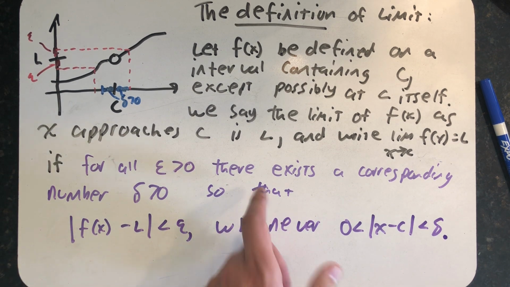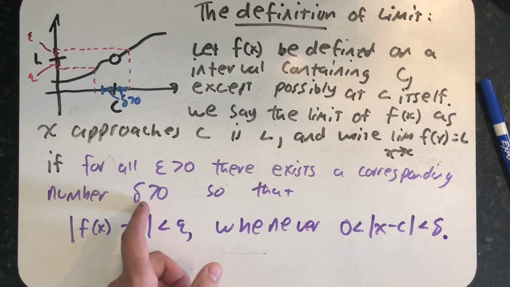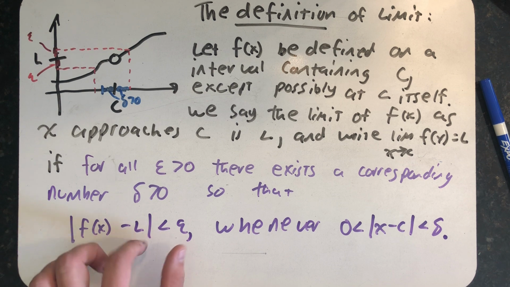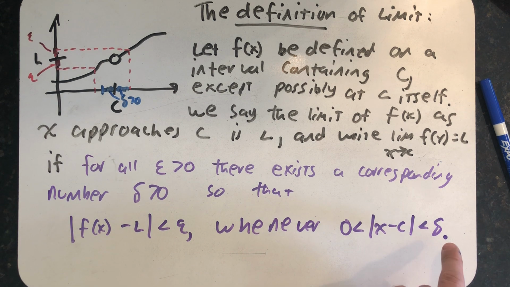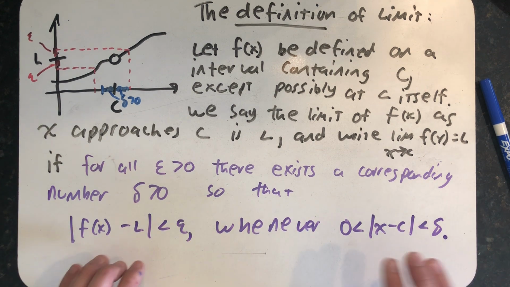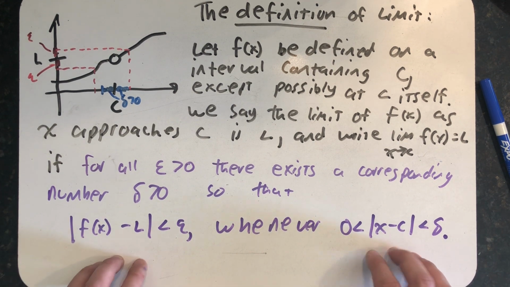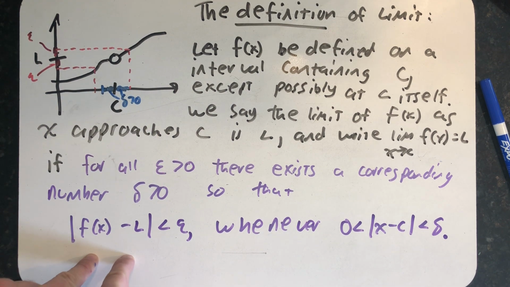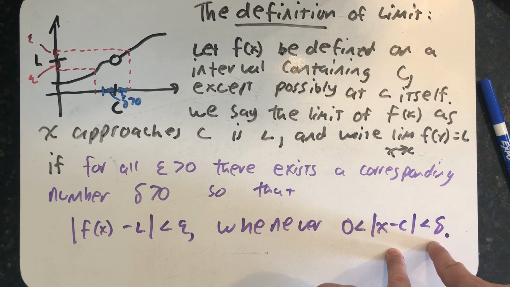For all epsilon bigger than 0, there exists a corresponding number delta bigger than 0, so that my y values are within epsilon of L by keeping the x values within delta of c. These are those two absolute value statements about distance. They're simply describing these two intervals. I can make the y values be arbitrarily close to L by keeping the x values sufficiently close to c.